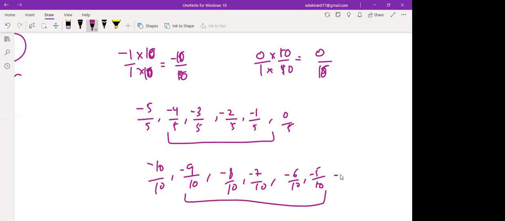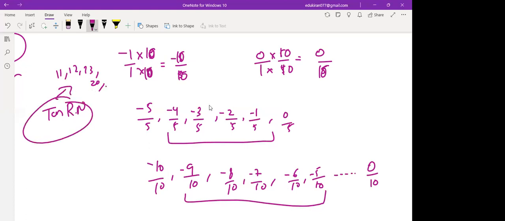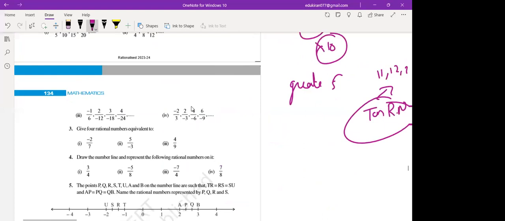Ma'am, can we continue with 0 upon 10? We can take any of those numbers, but you get only 5. Remember one thing, if I ask you to find 10 rational numbers, take a number greater than 10. You can take 11, 12, 13, 20, 25, any number, but it should be greater than 10. Fine?